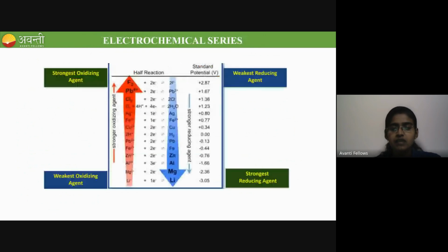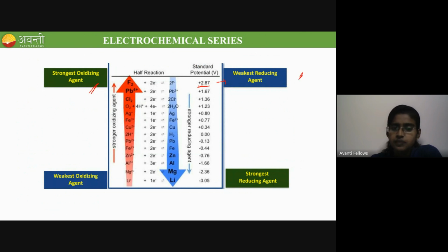Then I will discuss the electrochemical series. So this is a series in which the elements, the ions are placed from the more oxidizing nature to the least oxidizing nature. You can see this here. In the first row we have fluorine, next we have lead, chlorine, water, etc. And fluorine has the strongest oxidizing nature. You can see it is more positive. It is plus 2.87, right? So it has the highest, more positive value. So it has the more oxidizing power. So it is the weakest reducing agent.